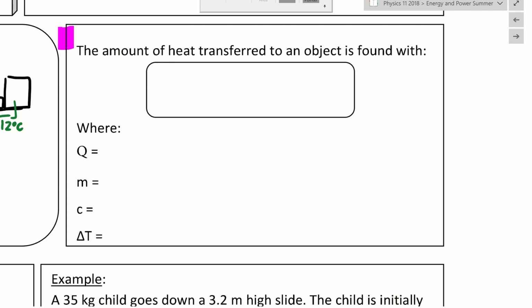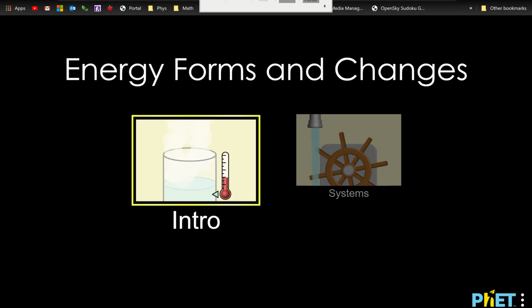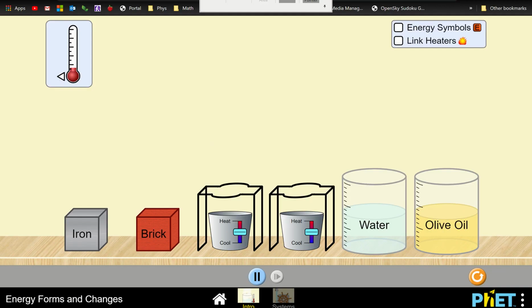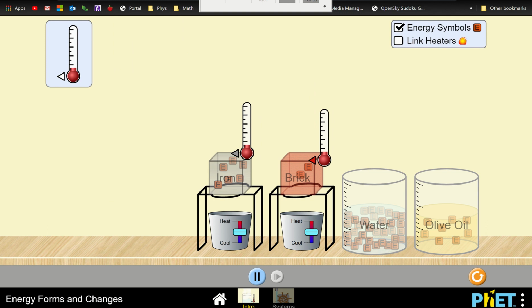So, for example, now let's look at this simulation. This last one right here. So, for example, I can put a brick and an iron bar, and I put 2 thermometers on top so that you can know their temperature. And I will show you that they contain some amount of energy inside, and I'll link the heater so I can heat them both up at the same time. Now I'm going to turn on the heat.